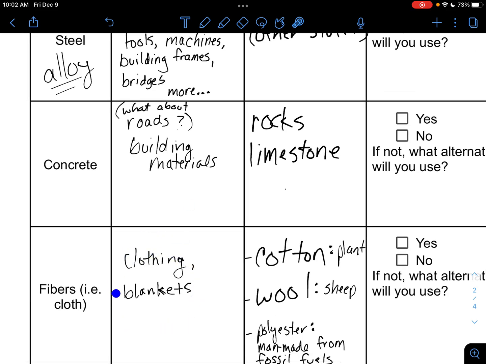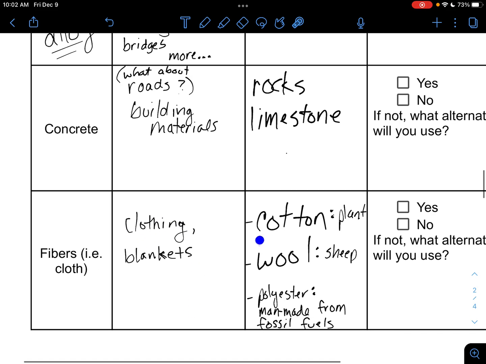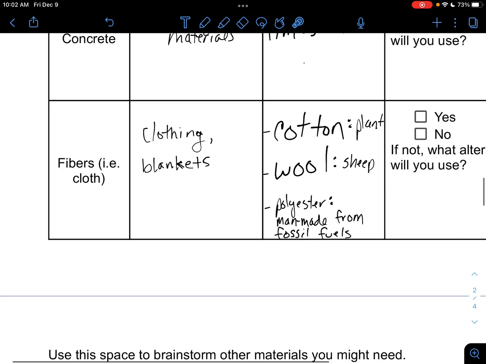Fibers, clothing, blankets, commonly made from cotton, which is a plant, wool, which is sheep, polyester, synthetic materials are actually made from fossil fuels. Yes, you're wearing fossil fuels. It's insane to think. So what are you gonna do for that?